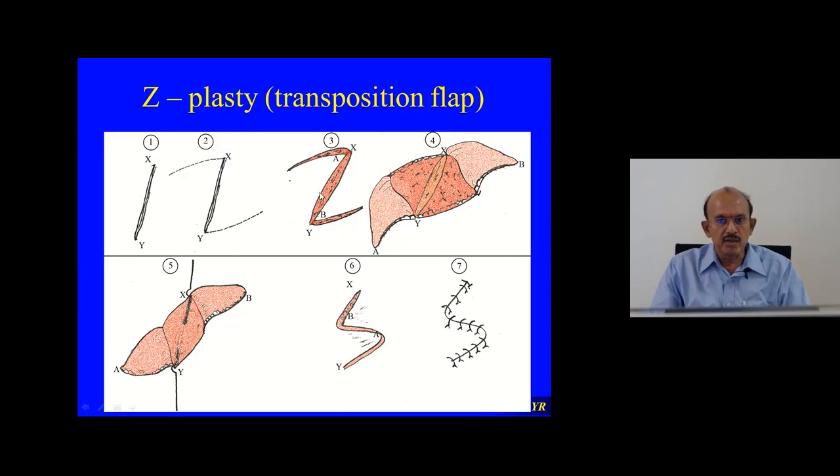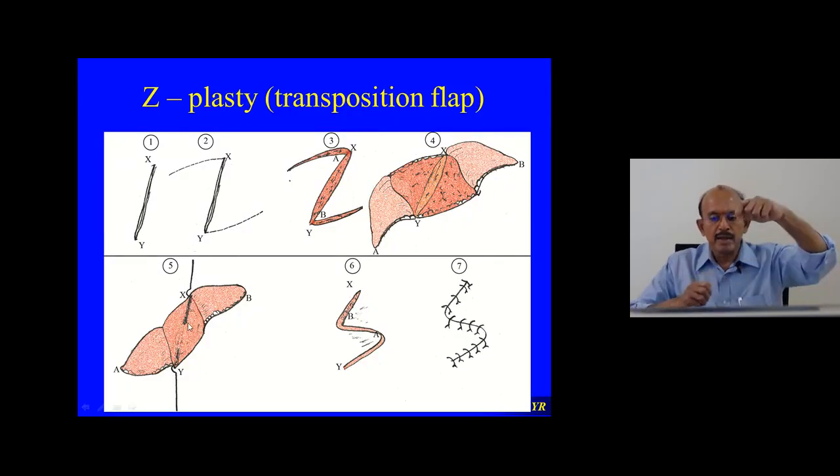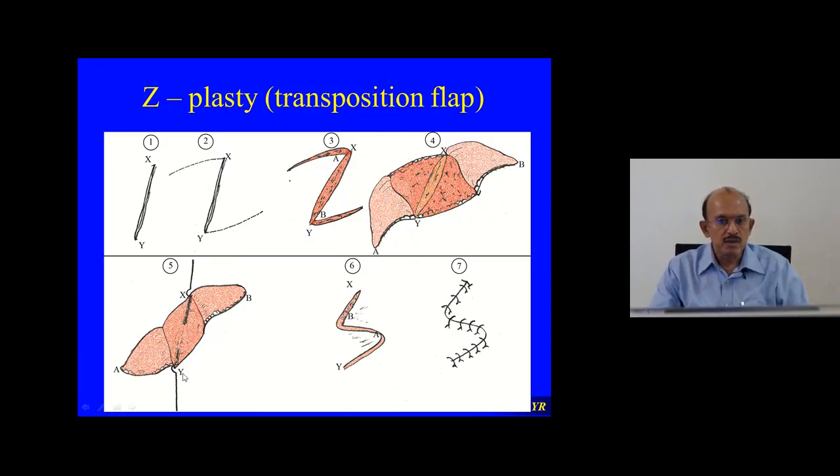So you undermine the triangular area here, you undermine the triangular area here. So you can see the flap is being lifted off. So you have one flap this side, one flap this side. Then you place a hook on either side. So this is the scar. You place a hook on either side and pull it like this. You stretch it.